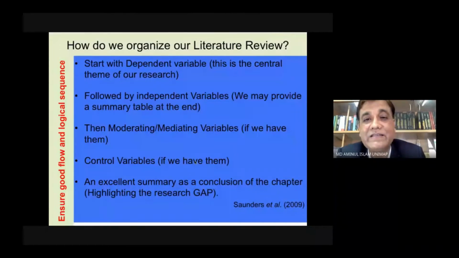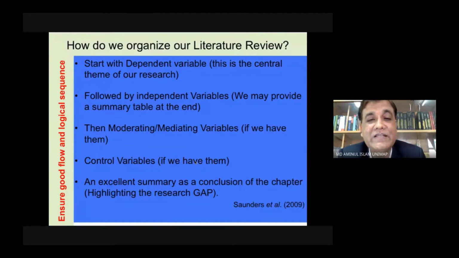So how do you organize your literature review? Many of you ask me that question. When you fill in the form, you have put that. So you should start with the dependent variable. Remember, that is the central theme of your research. Your research problem comes from the dependent variable.